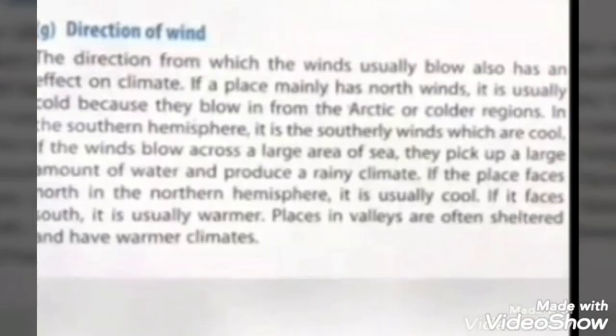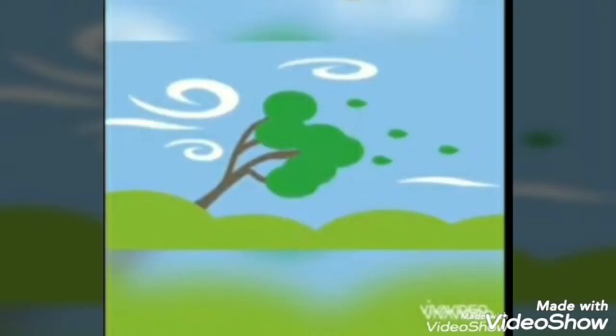The next is direction of wind. It is also an important factor because it affects climate. If wind comes from the north, the wind is cool, and if the wind blows across a large area of sea, it picks up a large amount of water and produces a rainy climate.